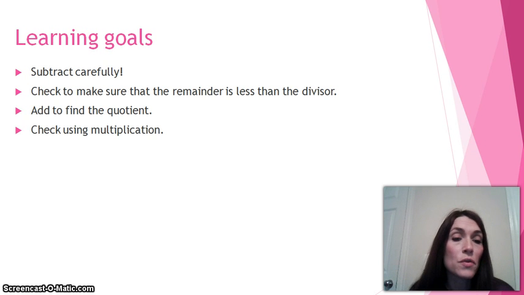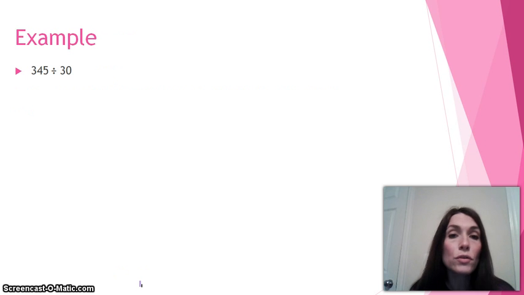Our specific learning goals for this lesson will be to make sure we subtract carefully when we're doing division, to check to make sure that the remainder is always less than our divisor. Also, we're going to add to find our quotient, and we'll be using multiplication to check our answers when we finish. There are no new vocabulary terms for this lesson.